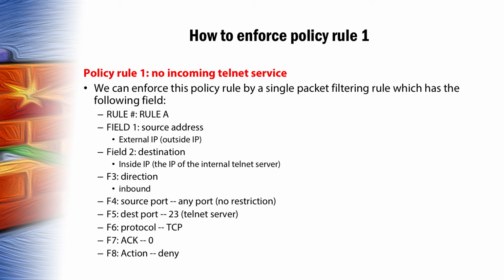The first rule we discussed earlier is that we did not want any incoming telnet service on the network. So in our firewall table, we have the following information. You will see that this rule is Rule A. The packet direction is incoming, the source is external, destination is internal, and the source port is any port. The destination port is 23, telnet. The protocol is TCP. ACK is 0, stops communication. And we want the firewall to deny this request.